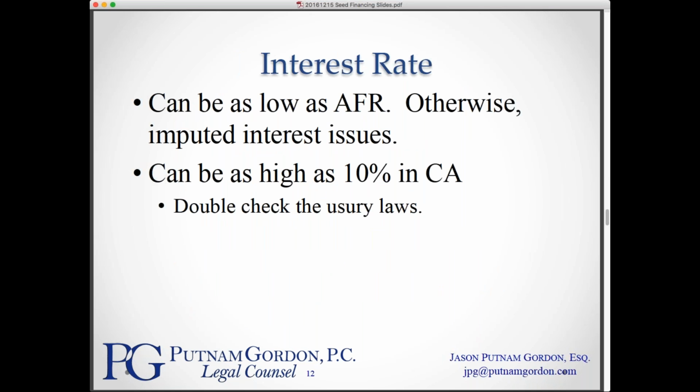So interest rates. It can be as low as the applied federal rate. And if you don't at least put the applied federal rate in there, you can get imputed interest. So what the hell does that mean? That means basically the IRS recognizes that there's a time value for money. If I give you $1 today and don't charge you any interest, that's better for you, because you could take that money and invest it elsewhere. So that's what that is, and basically you'll end up getting taxed on it, or the company will end up getting taxed on it, which is kind of a pain. It can be as high as 10% in California. Otherwise, you start to run into usury law issues. We normally see this around 5 or 6%.